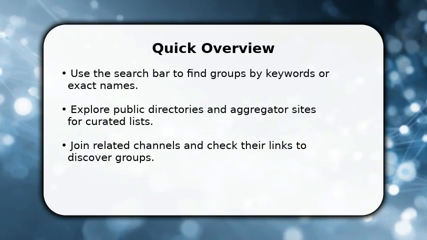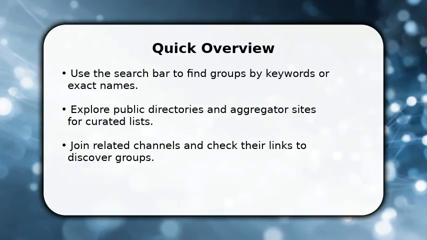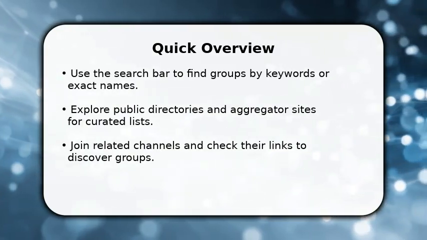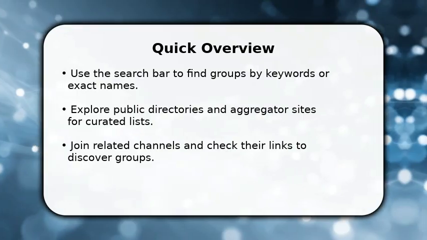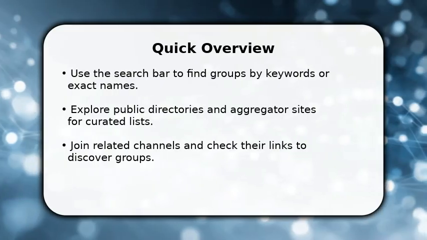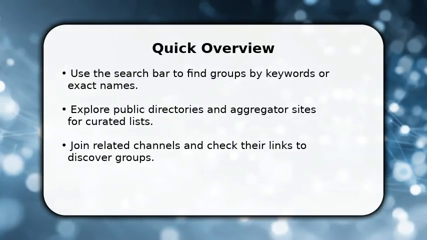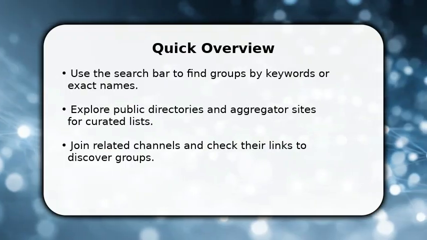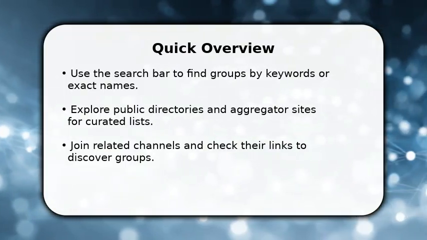In this video, I will explain how to find groups on Telegram. Open Telegram, tap the search bar, and enter relevant keywords or exact names to locate groups. Try hashtags and emoji to refine results and look for public group labels. Check member counts and recent activity before joining.